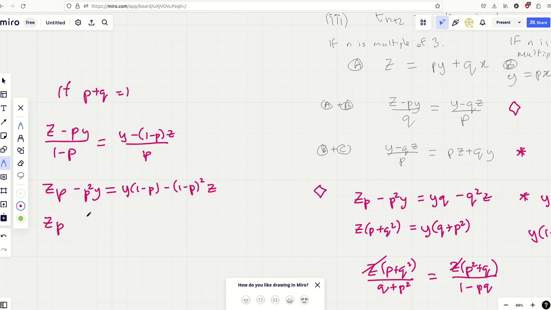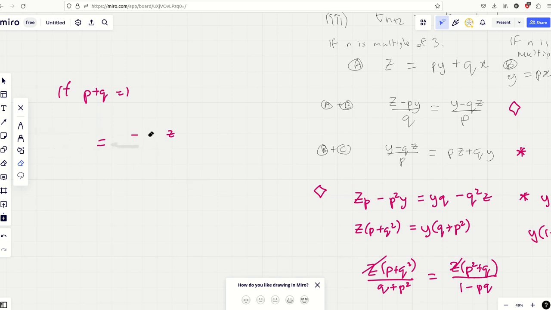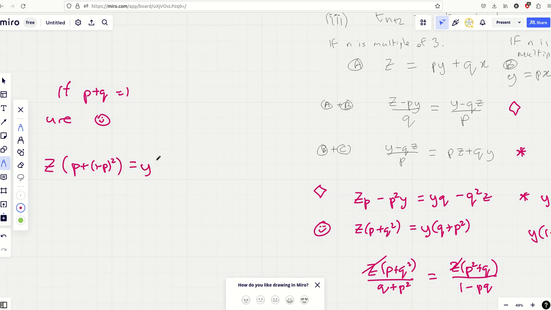Then I got zp. I probably should have, it might be easier using this version. I'm just going to go backwards a little bit, because I think it's going to be easier if I've already isolated the z's and y's. So if I use this one here, let's not call it star, let's call it smiley face. Okay, using smiley face, we've got z times, it's p plus q squared and then q plus p squared. So p plus 1 minus p squared equals y times 1 minus p plus p squared.